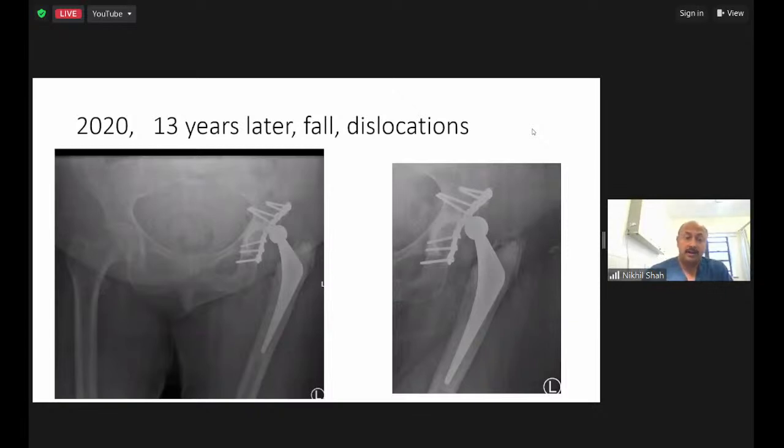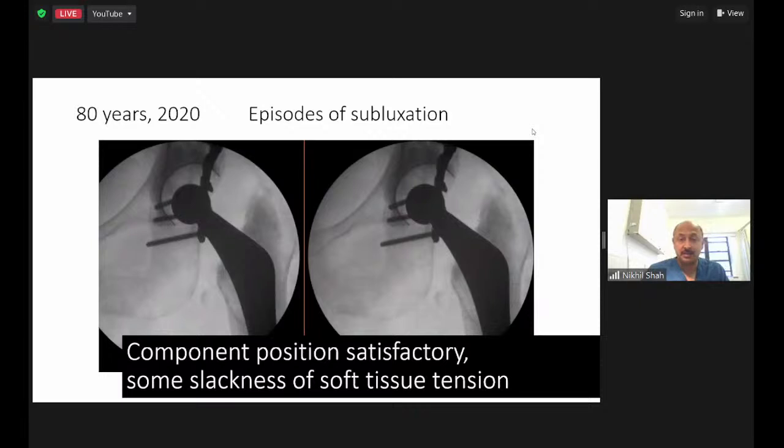I thought that she might be wearing it out, but there was no evidence of wear at all. So I did an examination under anesthesia because she was also getting subluxation. Basically, because of the loss of soft tissue tension, and as you become older the muscle tone reduces, there was some slackness of soft tissues. Now, she had multiple different medical comorbidities, and really the anesthetist was quite concerned about her ability to tolerate a major component revision.